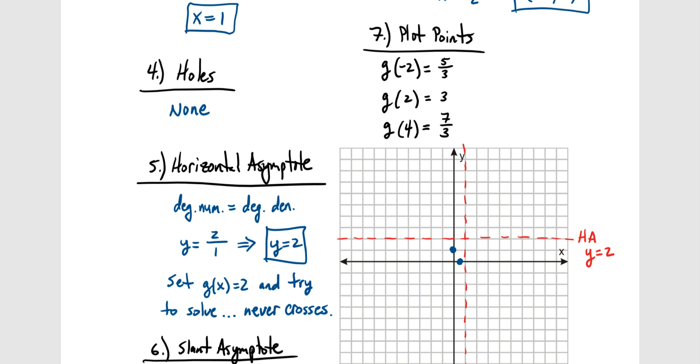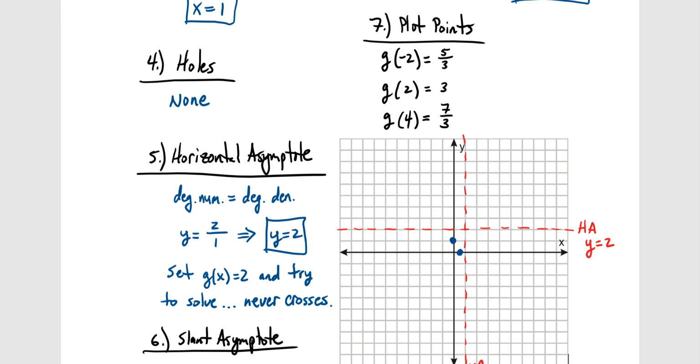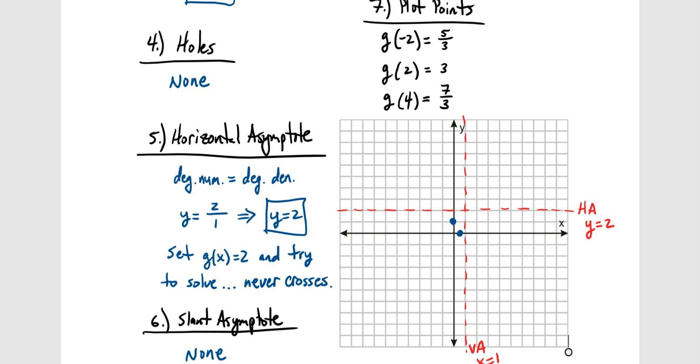Okay, so I chose -2, 2, and 4 to plug into the function, and I didn't show my work, I just evaluated it from the original function. So g of -2 is 5/3, which gives us the ordered pair -2 comma 5/3, maybe about right here. Then we have 2 comma 3, which would be right here, and 4 comma 7/3. 7/3 is a little bit more than 2, so that would be about right here.